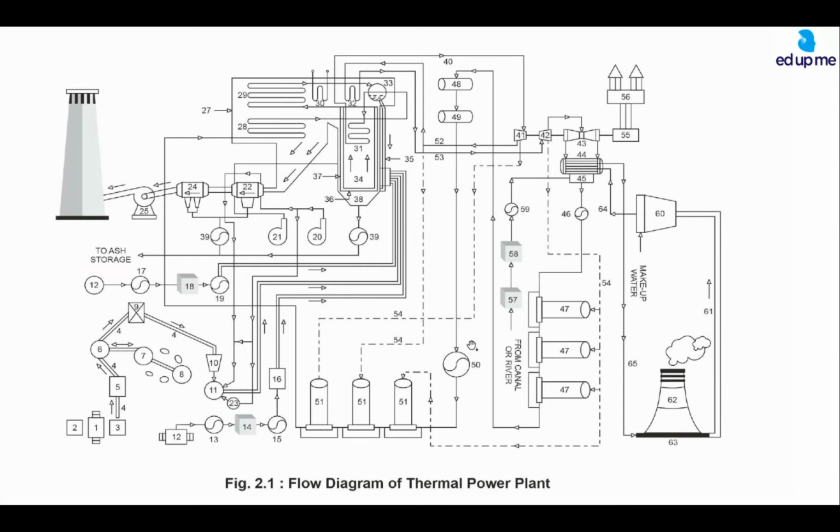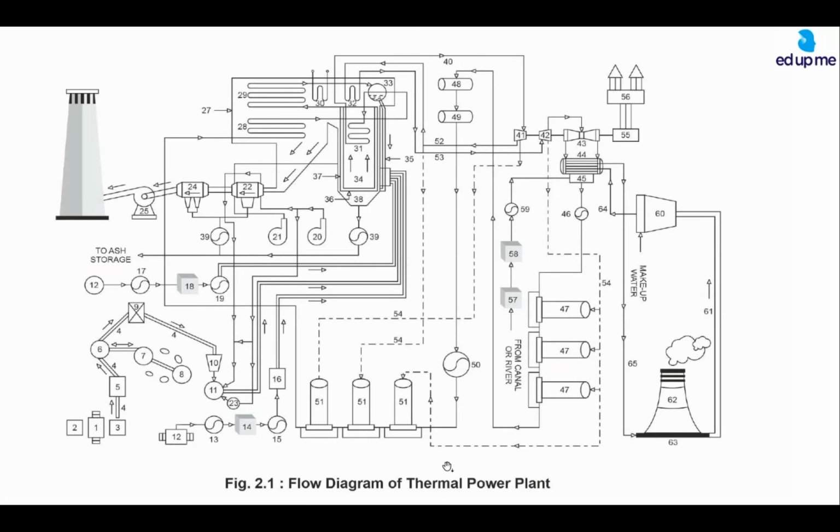The boiler feed pump is a mini power plant. In a 210 megawatt power plant, we are using 3 BFPs, 2 normal and 1 standby. So 2 normal feed water pumps, BFPs, 4 megawatt each. 8 megawatt is consumed by the boiler feed pump alone. Water is pumped at a pressure of 165 to 170 kg per centimeter square to the boiler drum.